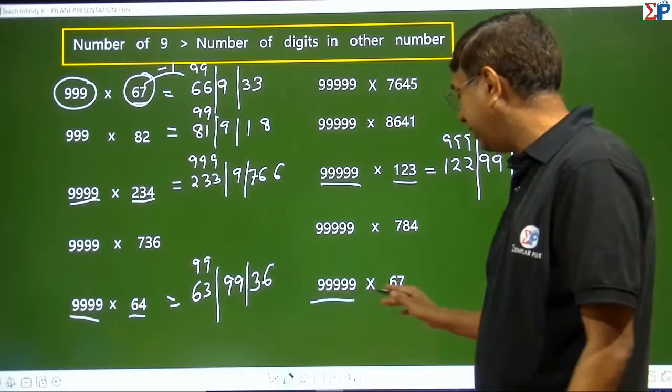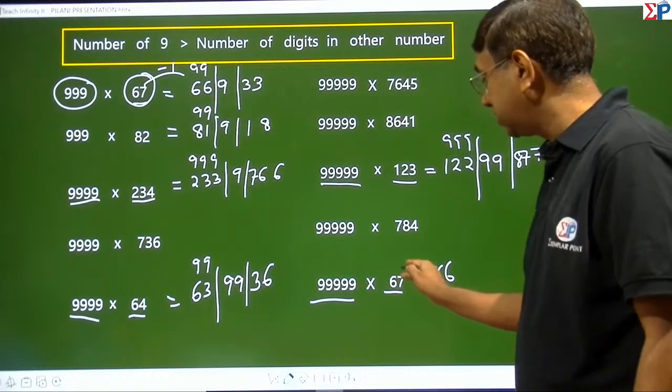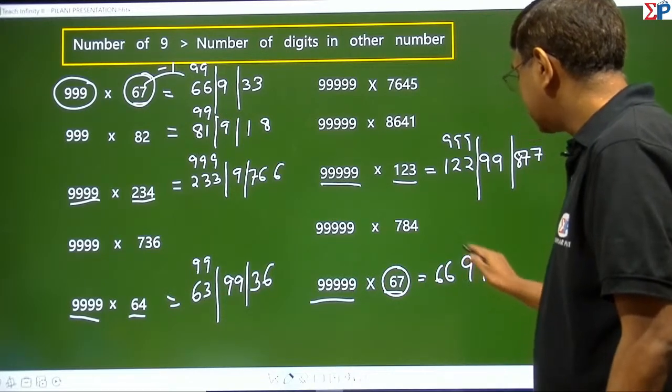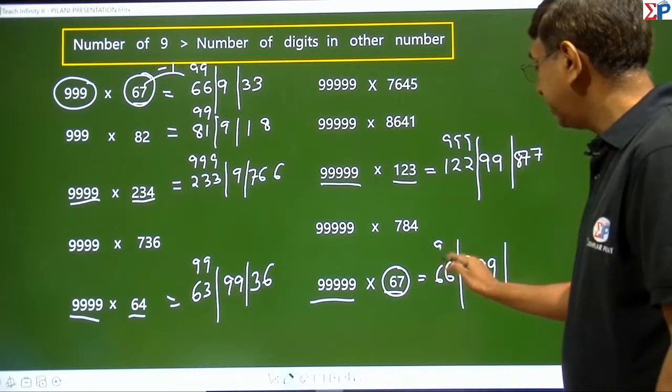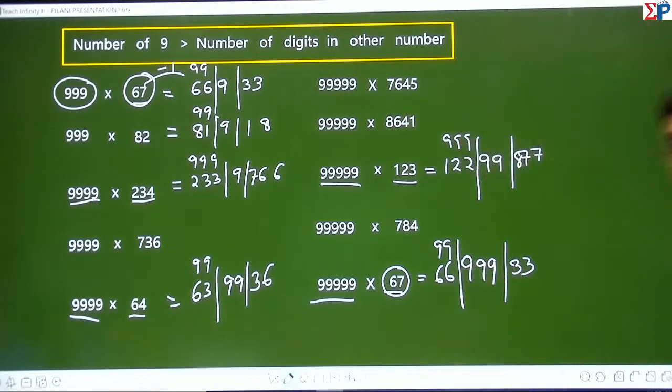And here you have 5 nines and just 2 digits. So write 66. 3 nines are extra, you just have a 2 digit number out here. So 3 nines extra, write it, so the first part, second part. And when you subtract from here, you will get 33. So the answer is 669933.